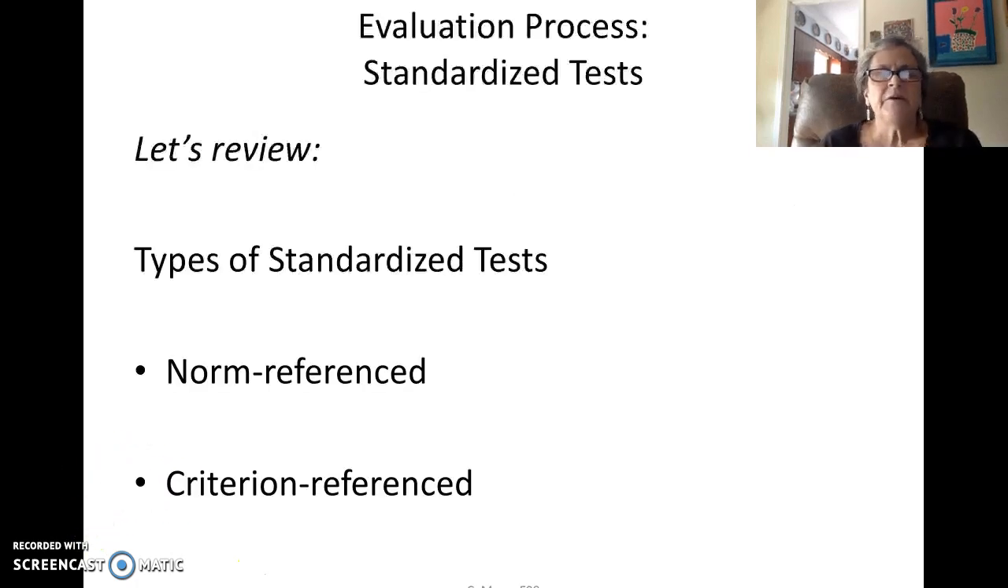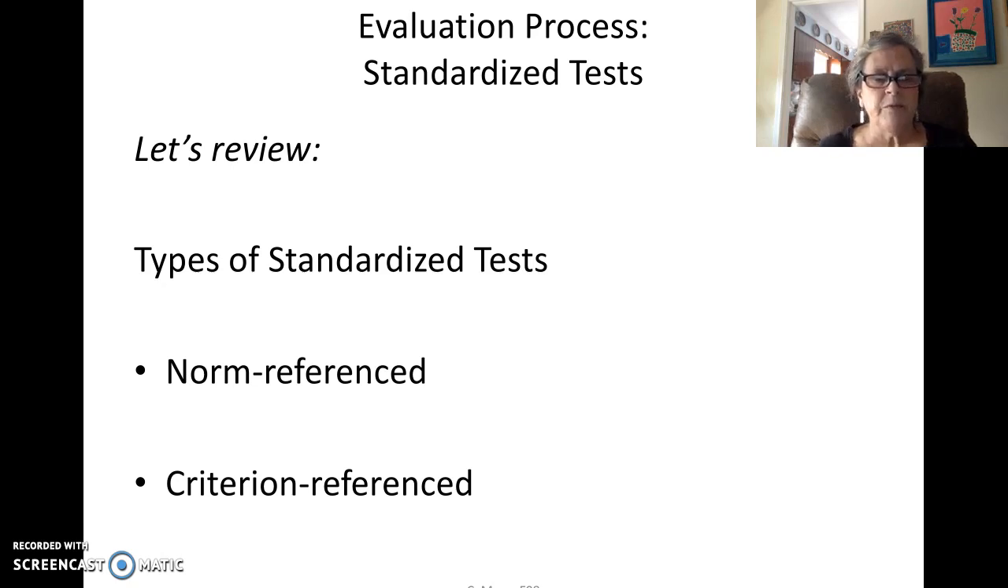All right, so I know we just went over this, but let's review that norm reference tests are one in which the child is compared to a large amount of data on normal children that child's same age. So we're making a comparison to normative data. Criterion reference test is one in which the child is compared to themselves.